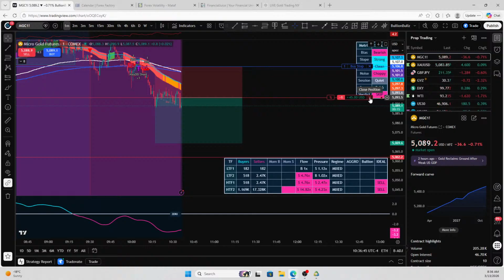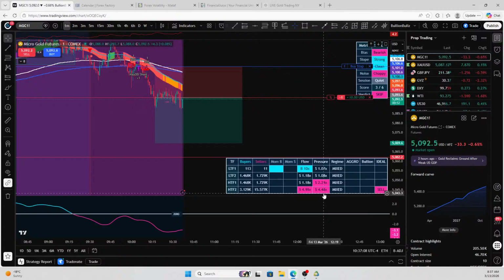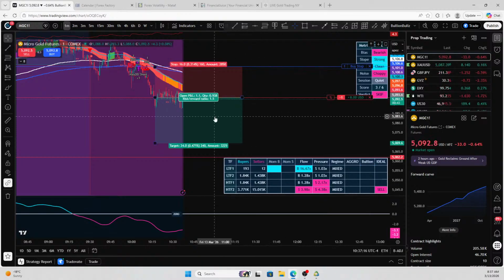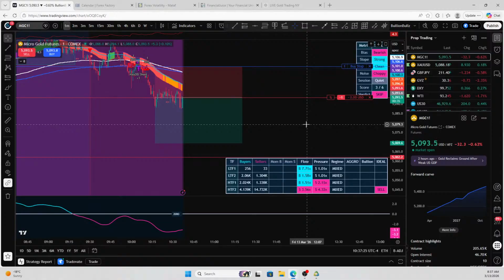Right now we're just keeping an eye on this number here, pressure. We want this to stay above 2. As long as this stays above 2, we continue to stay inside the trade. You're only targeting a minimum of 1 to 1.5, so whatever we're risking here, we're just making 1.5 of that. So we're still at 4.32.